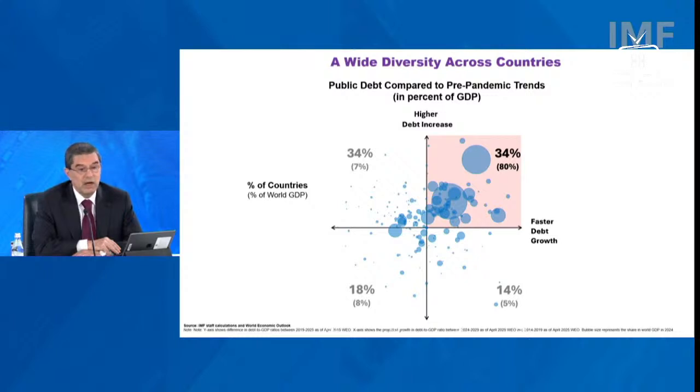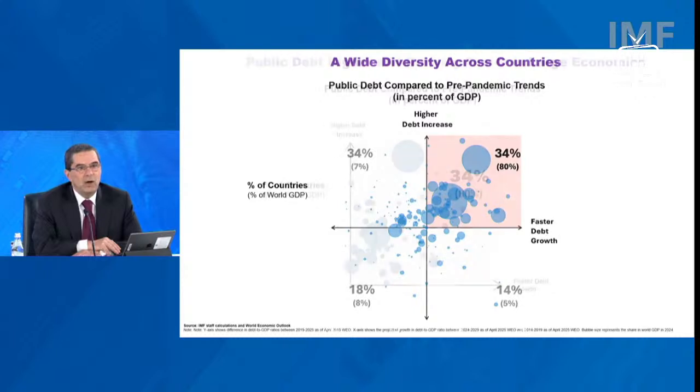Bubbles, as you can see, are all over the chart. That illustrates a wide diversity across countries. Therefore, fiscal policies must vary in line with country-specific factors and circumstances. But in the face of turbulent and threatening times ahead, resilience is needed everywhere. Countries should redouble efforts to keep their own fiscal house in order.